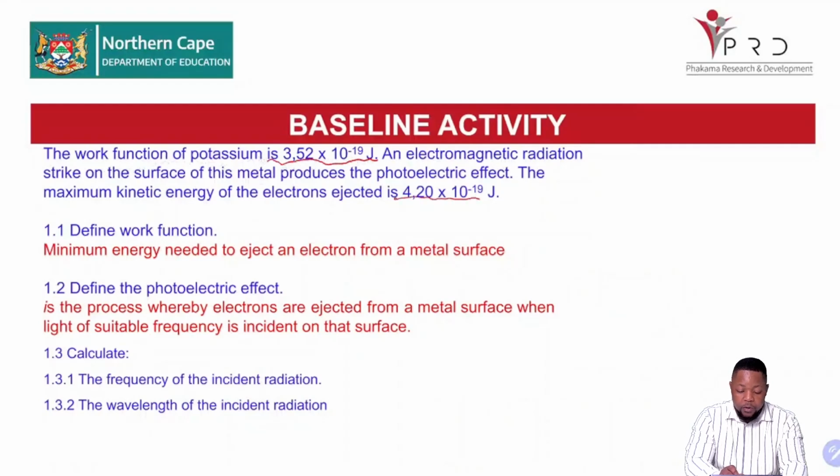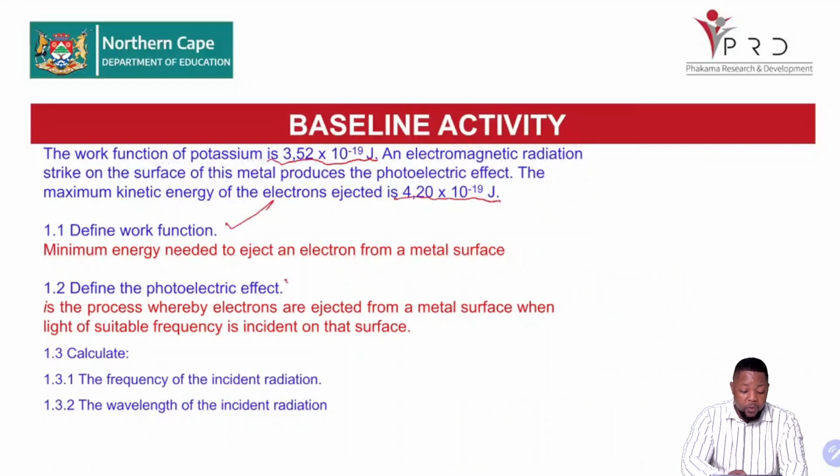Now we are being told that the maximum kinetic energy of the photoelectrons ejected is 4,20 times 10 to the power negative 19 joules. Now we are expecting questions such as define work function, which we have defined earlier as the minimum energy needed to eject an electron from a metal surface.